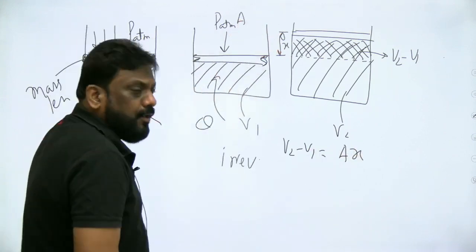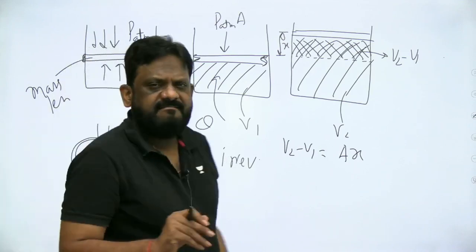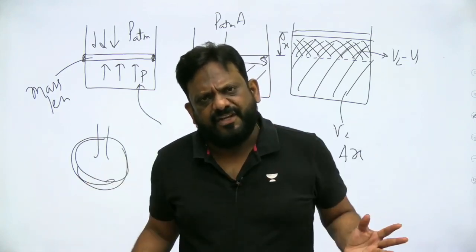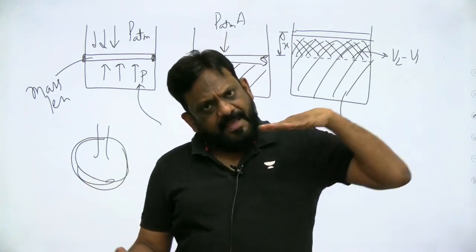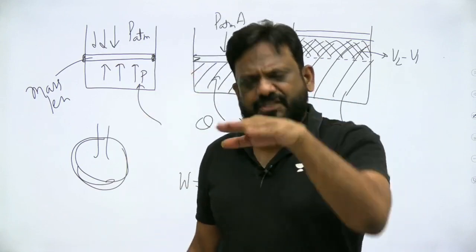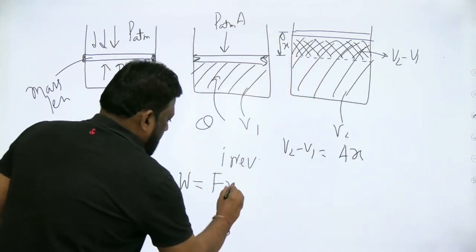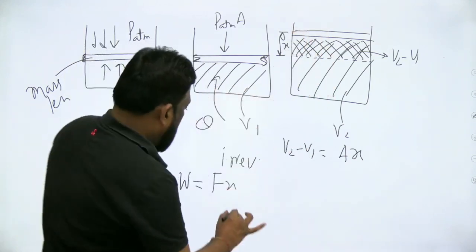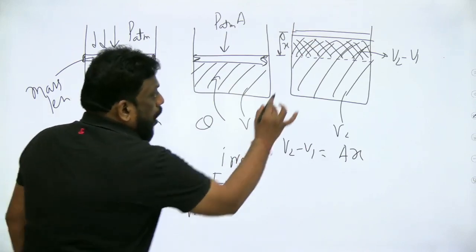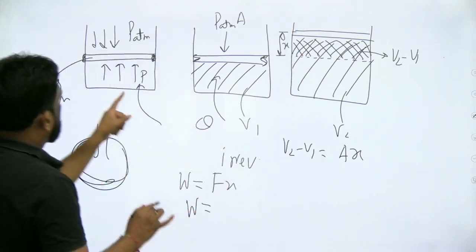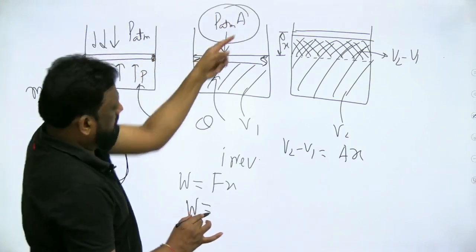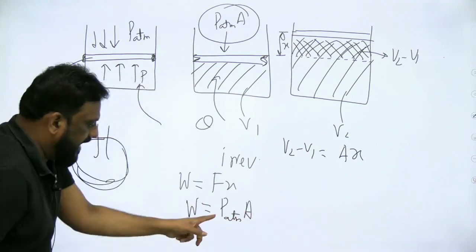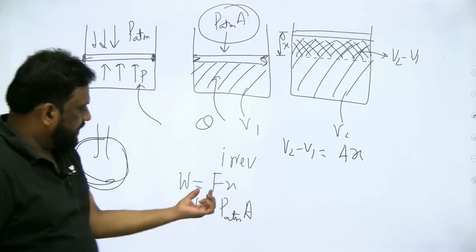Exactly. Can you tell me what is the work? Dear students, work is not just defined for reversible. Work is defined for anything. What is the general definition of work? It is the force into displacement in the direction of force. Therefore, F into X. Now the fluid is exerting force, the pressure, and it is moving. How much distance has it moved? X. What is F, sirs? What force is it overcoming? P atmosphere into area. That is the force.